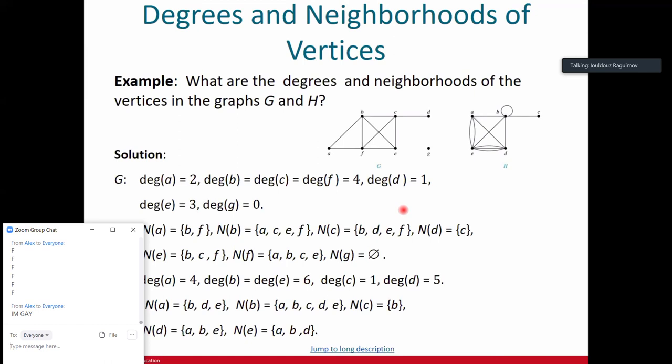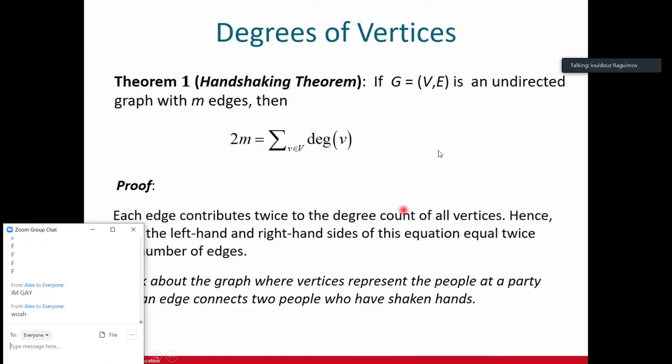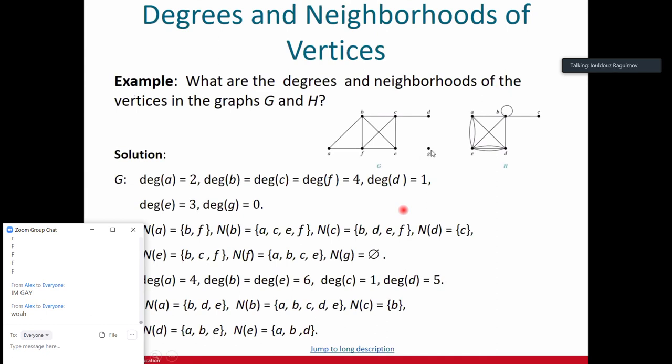Okay, but please note that the graph G also has node G. We see that it's not connected with any other node. Correspondingly, the degree of G is 0. In H, the degree of A is 4. Right? Please note that there are two edges connecting A and E. Okay, but please note that the neighborhood of A has 3 elements. However, the degree of A is 4, right?